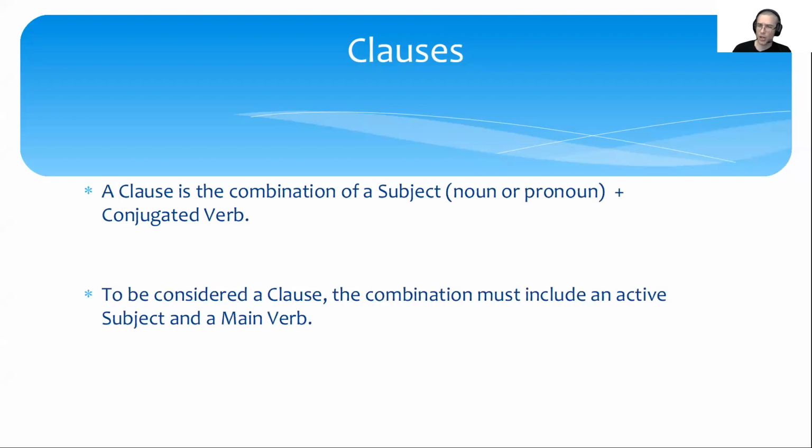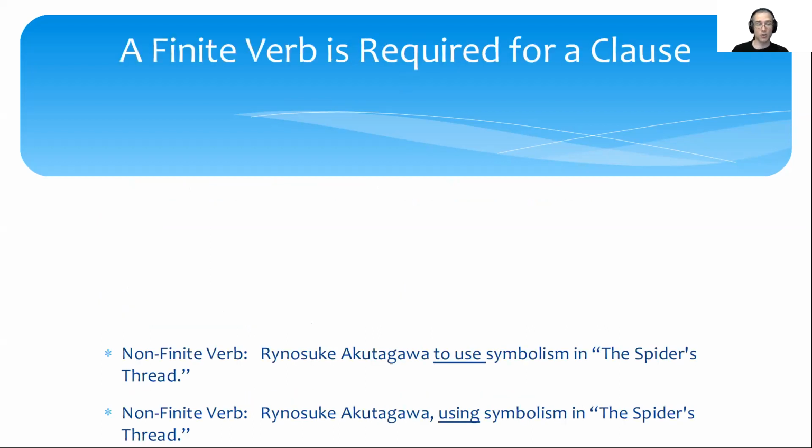To be considered a clause, the combination must include an active subject and a main verb, which is really just a restatement of the same thing in different terms. A sentence cannot exist without a clause. If you don't have a subject and a properly conjugated verb or main verb, you don't have a sentence at all. And failure to have one of those two things is often the cause of many of the grammatical errors that we're going to study in this course.